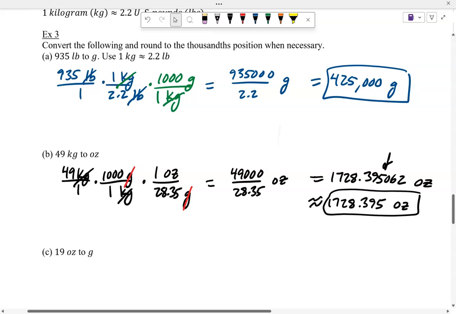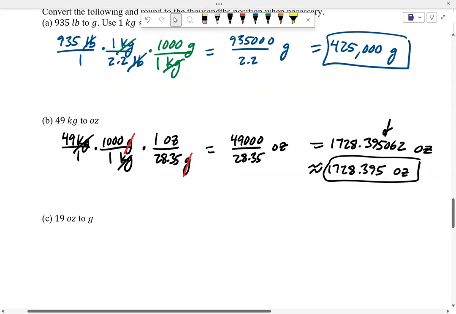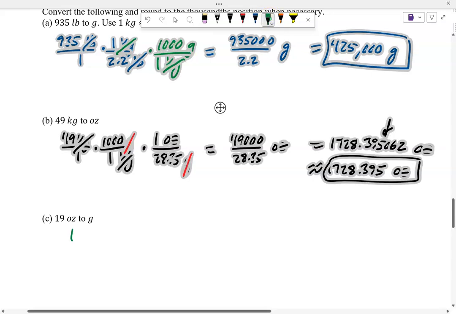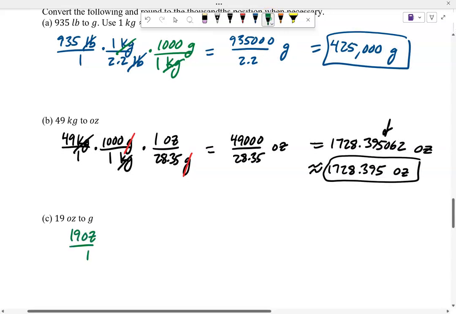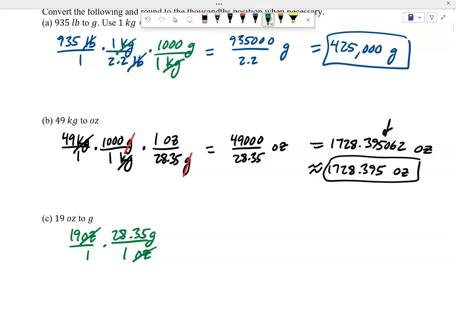Do another one here. Let's go from ounces to grams. So we're given 19 ounces, and we know there's 28.35 grams for every ounce. Again, this is a unit of weight, right? Ounce, not a fluid ounce. And then we go ahead and multiply 19 times 28.35. That's 538.65 all over 1 grams.